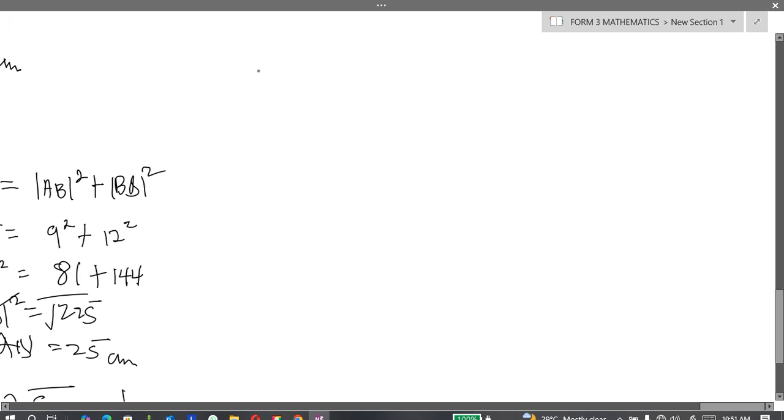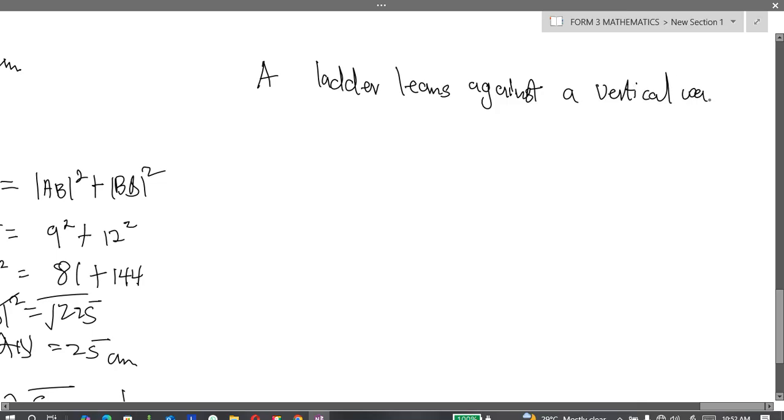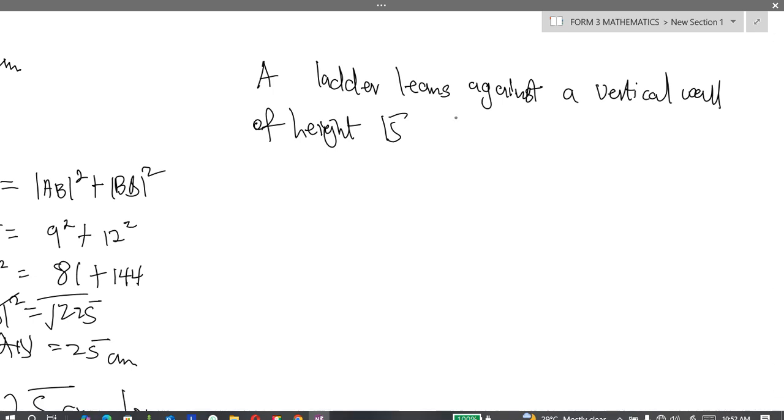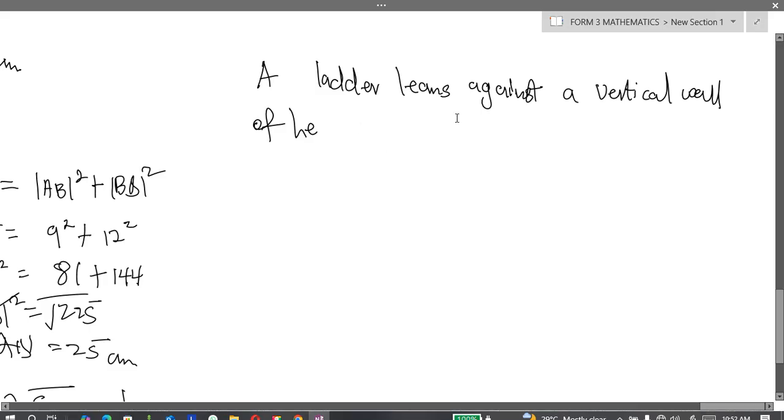So our last question. A ladder leans against a vertical wall of height 15 meters. This one, we are asked to find the length of the ladder. Okay, so this one is basically the same thing. So let me just ignore it, and let's try another one.